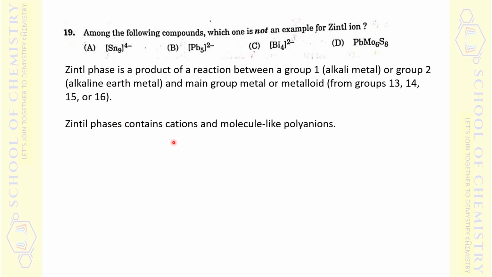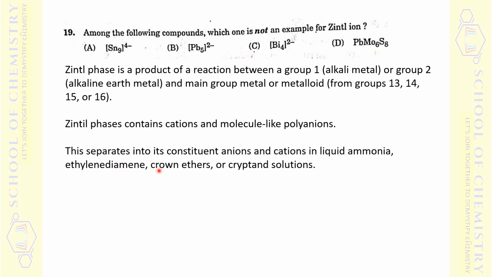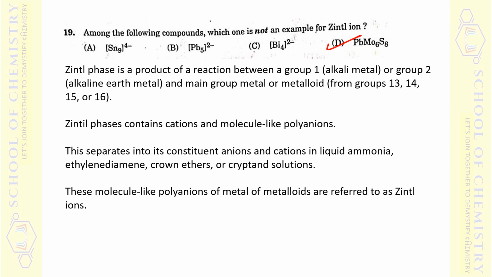Now the zintyl phase contains cations, which are not shown here, along with polyanions, only this part is shown here, right? When you add this zintyl phase into liquid ammonia, or ethylenediamine, or even crown ether solutions, in the case of crown ethers or cryptands we can expect the cation to be solvated. In such a situation, this anionic part will separate. This can be called a zintyl ion. So this is a zintyl ion, this is a zintyl ion, this is a zintyl ion. Just option D is not a correct zintyl ion, so the answer is D, right?